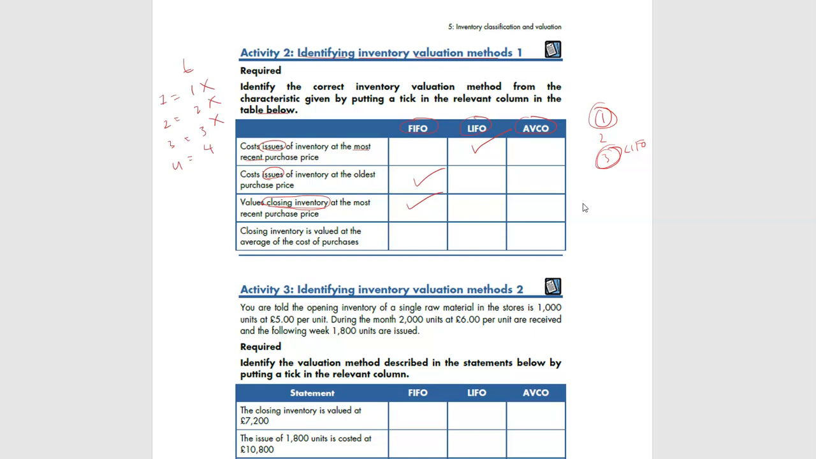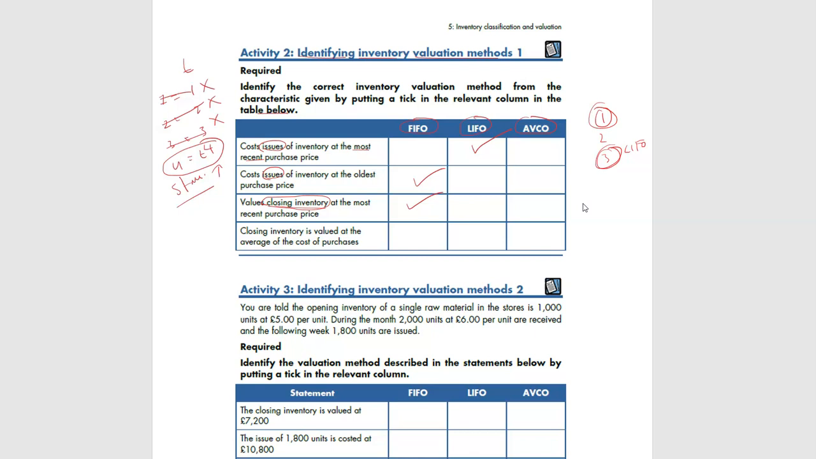Now if I value the closing inventory, because this is all gone, I already issued, only this is left in my closing inventory, in my stock. So which one do I value? The most recent one, isn't it? So the most recent price is 4. The other prices are cheaper, you can see here 3, 2, 1. So the most recent price on 4th of January, that is £4.